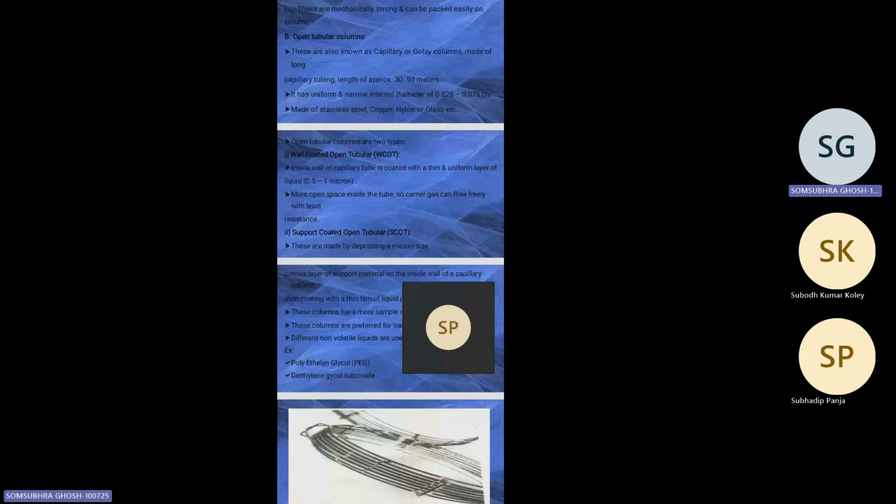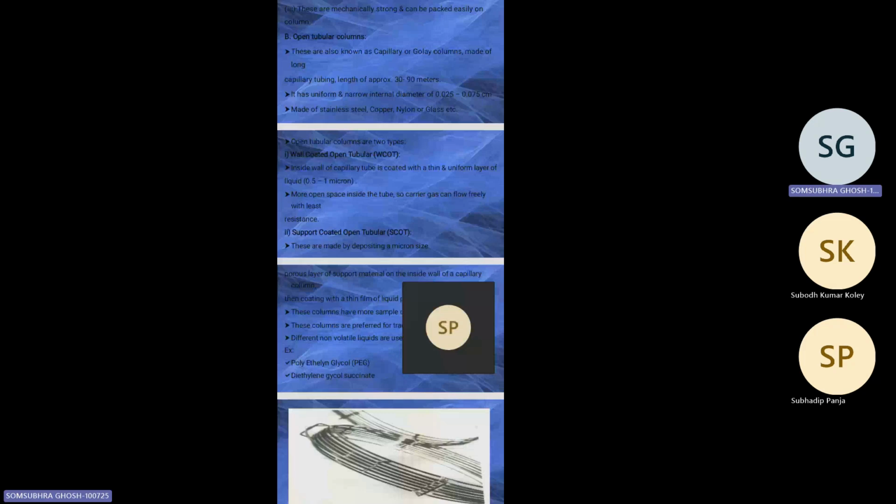GC columns are available packed in a coil so that a long column can be accommodated in a very small place. And due to the very high length of the column, separation is also very accurate, minute, or proper. So the extent of separation in gas chromatography is very good. That's why they are also much more sensitive.